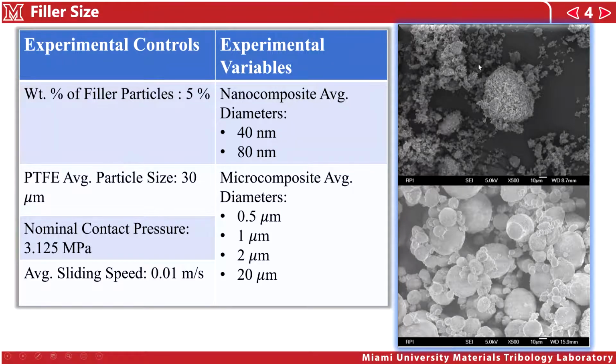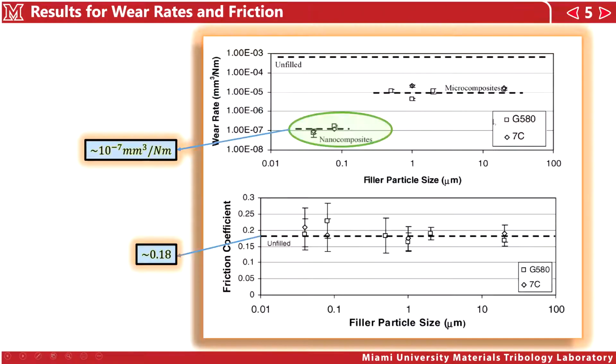If you look at the images from the electron microscope, you can see that the microscale particles are much bigger than the finer nanoscale particles. These results are very clear as they indicate that there's a huge gap between the performance in terms of the wear of unfilled PTFE, microcomposites, and nanocomposites. The unfilled PTFE performed the worst in terms of wear rate, whereas the nanocomposites performed the best. They were in the ultra low wear range, 10^-7 mm³/Nm, whereas the microcomposites were 10^-5 mm³/Nm.